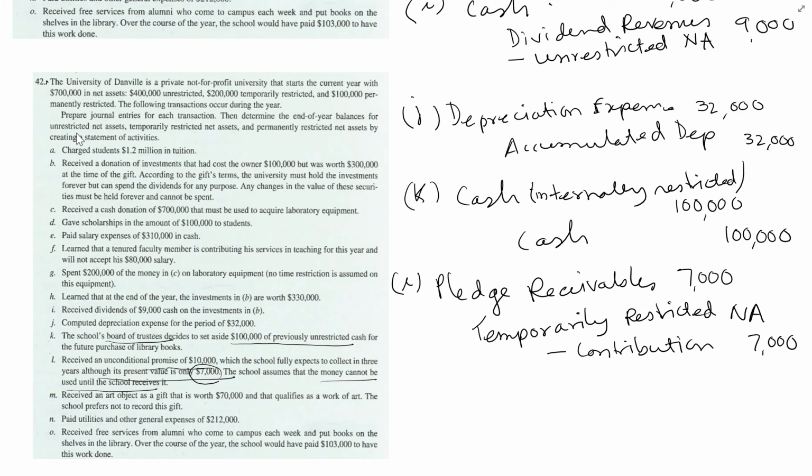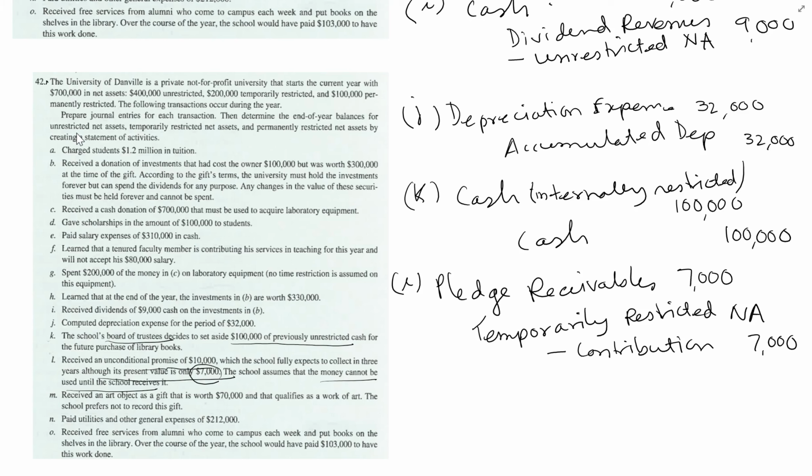Now, number M. Number M says that they received an art object as a gift that is worth $70,000. Well, if you remember from your reading of the chapter or from the PowerPoint slides, if any nonprofit organization receives any type of art or historical treasure, you should not record it, because sometimes we don't know the value, and it gives no financial benefits. That's the argument. So there was a huge debate whether a not-for-profit entity that receives art or any historical treasure should record it or not.